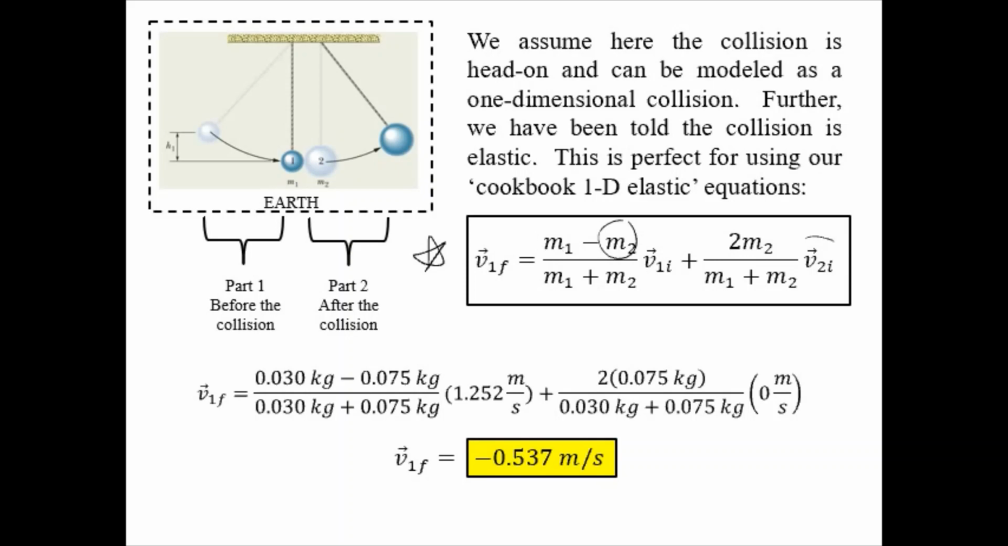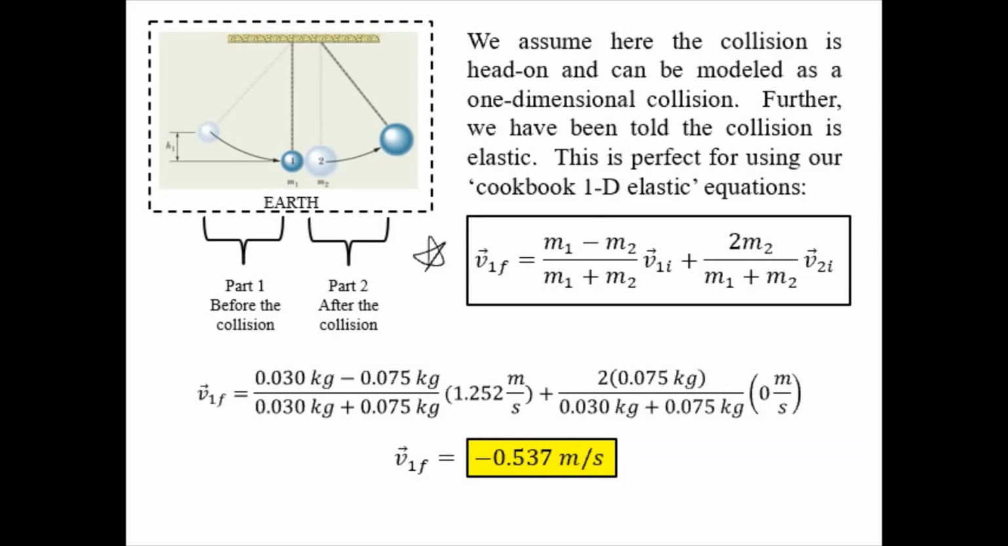So again, if we want to get our answers in meters per second, it's usually a good idea to do everything in standard units throughout the problem. Here it won't really matter because we have the same units on the top and the bottom of this fraction. So these will be unitless fractions. As long as we're consistent, we could have done this in grams. We could have had 30 grams minus 75 over 30 plus 75, and we would get the same ratio.